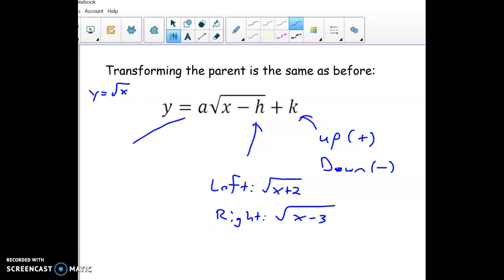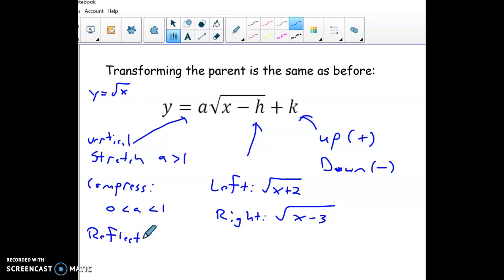A is the trickiest part. It does a stretch if it's more than one, or compress, and these are all vertical. I should put that on here, I always forget that. In the vertical sense, it'll stretch or compress. It compresses if A is between 0 and 1, so greater than 0 but less than 1. And if it's negative, it'll reflect or flip. That will happen if there's a negative A value.